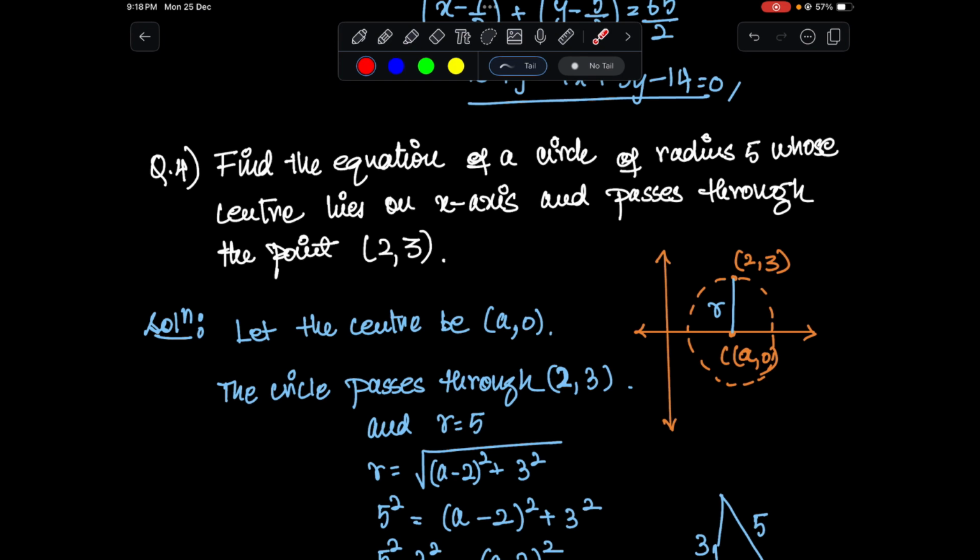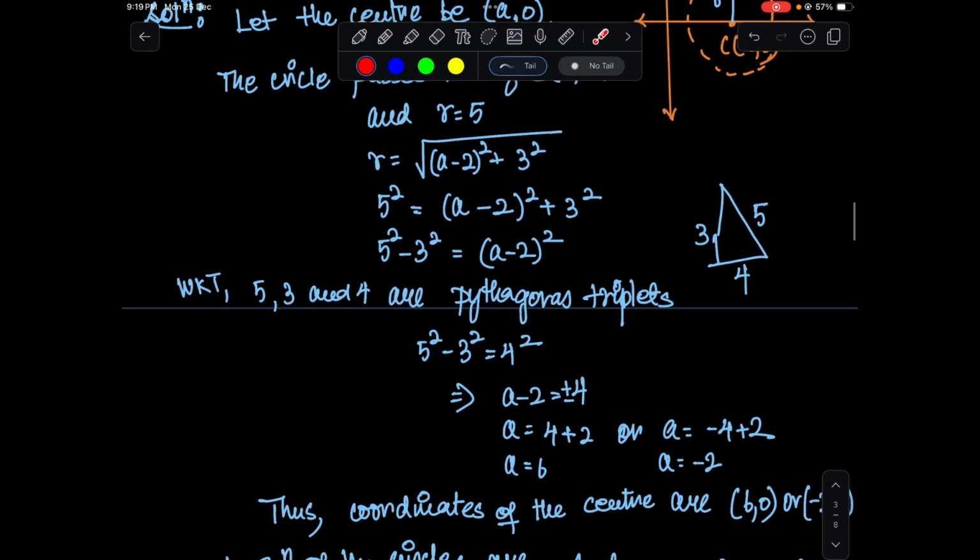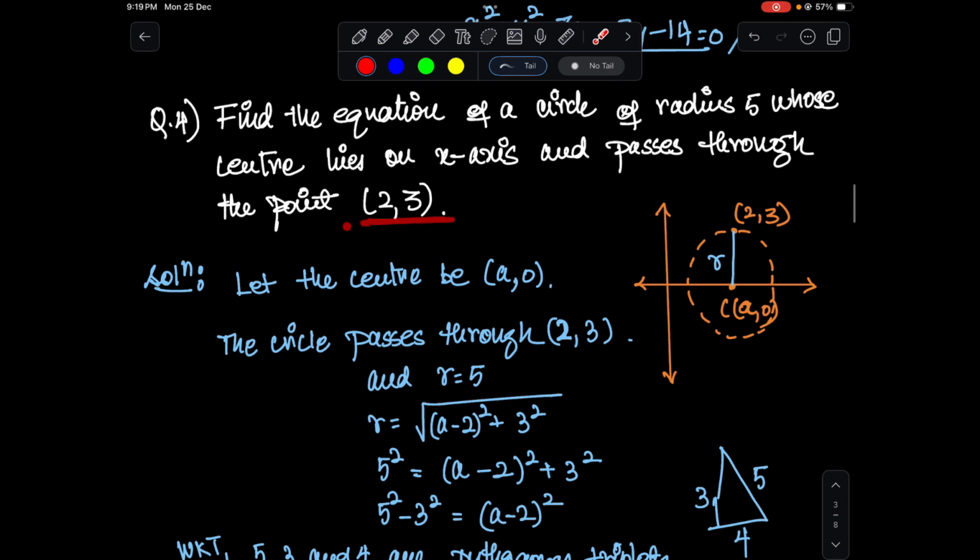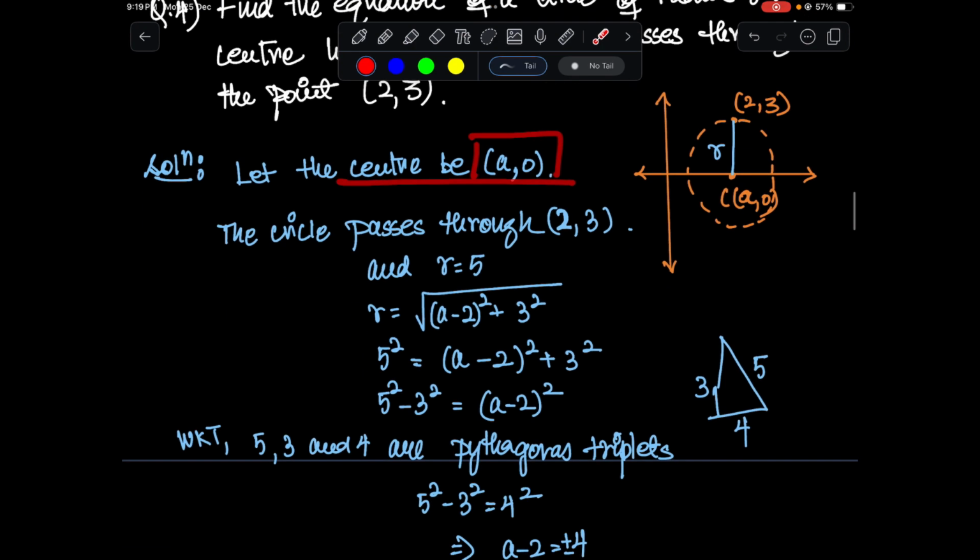Now the next question is, find the equation of a circle of radius 5. Now the radius has already been given to me, whose center lies on the x axis. I have some information on where the center lies, and it passes through this point. Now it passes through this point means it will satisfy the equation. So you have to make sure you satisfy that equation using x and y as these two values. Since they have said that the center lies on the x axis, we know that any point lying on the x axis is of the form x comma 0, isn't it? Because the y coordinate will always be 0 throughout the x axis. So that's why I am taking the center to be a comma 0, where a can be any value.